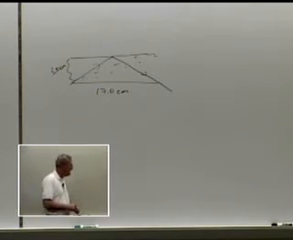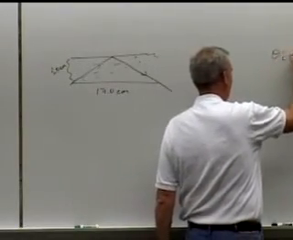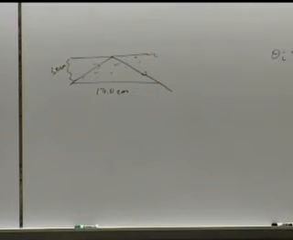So how would we do this? First of all, theta I equals theta R. Okay, theta I equals theta R. All right. Now let's do a little geometry.